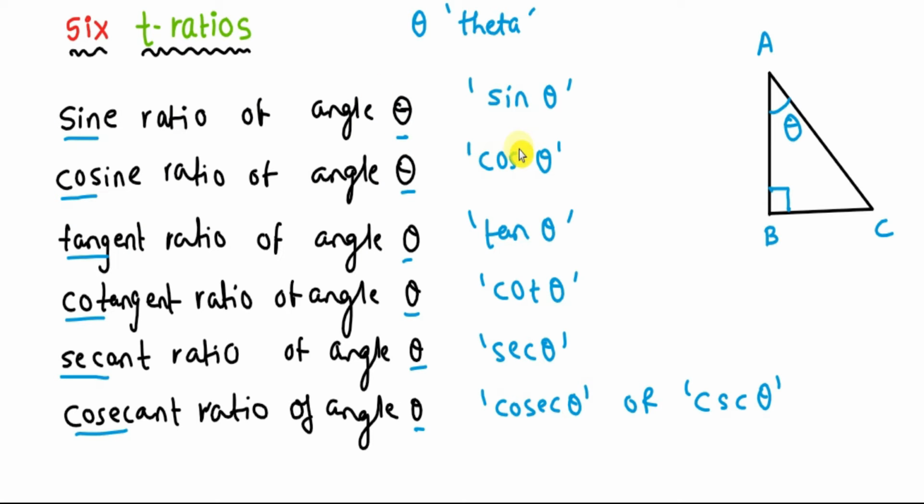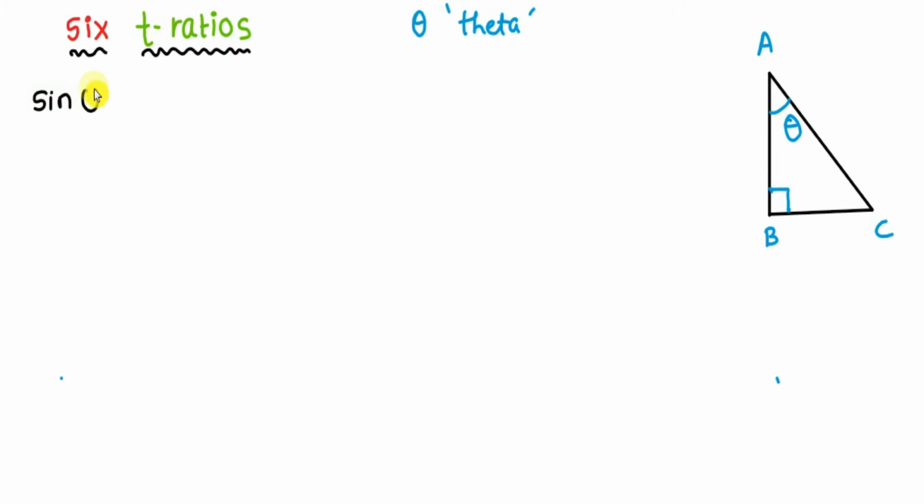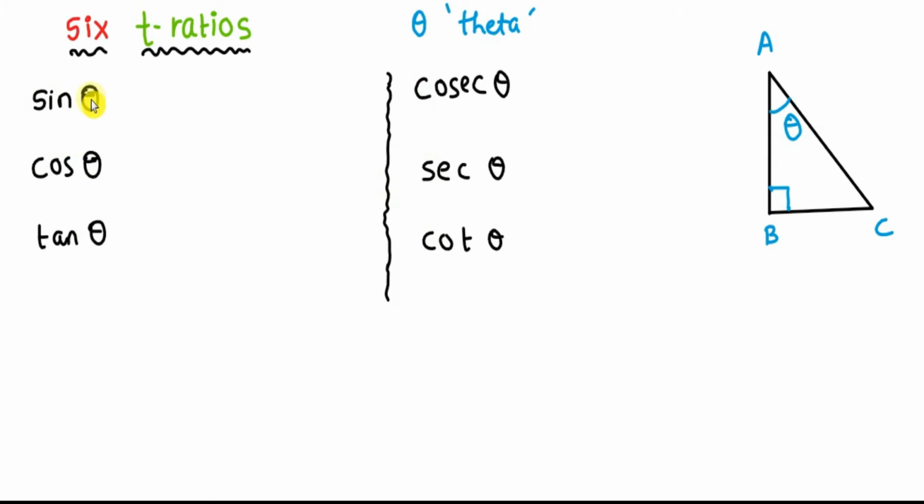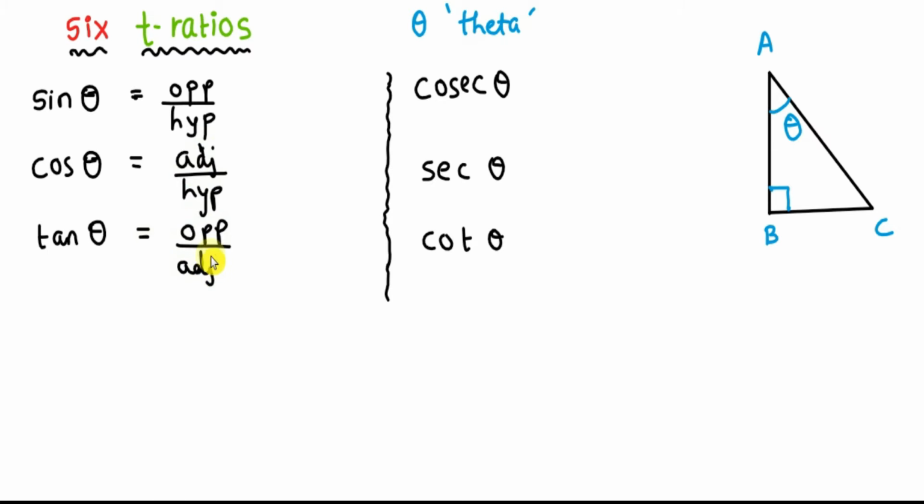So now let us understand how to find these 6 ratios. Sine theta is given by opposite side, let's call it OPP, upon hypotenuse side, let's call it HYP in short. Cos theta is given by adjacent side upon hypotenuse side, let's call ADJ as adjacent side in short. And tan theta is given by opposite side upon adjacent side. Now let's only talk about these 3 ratios first, and then we will talk about the other 3 ratios, cosec, sec, and cot.